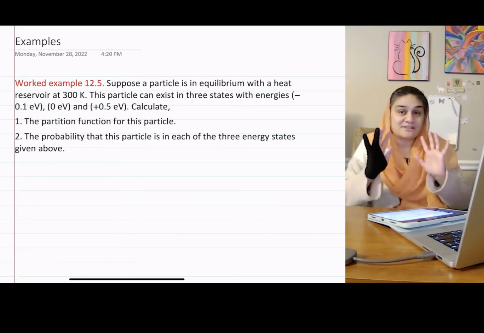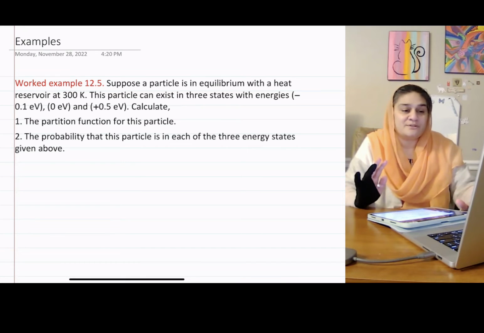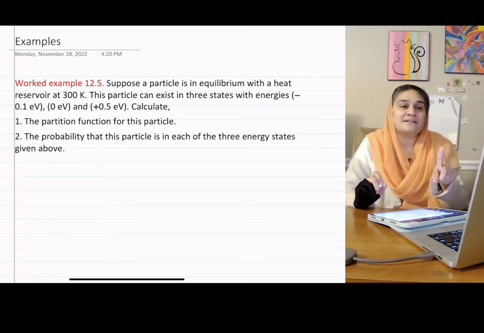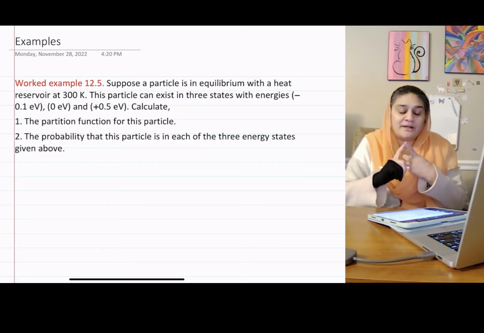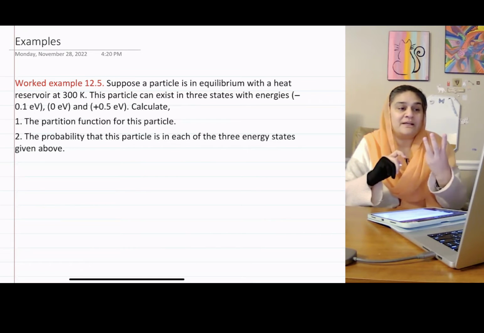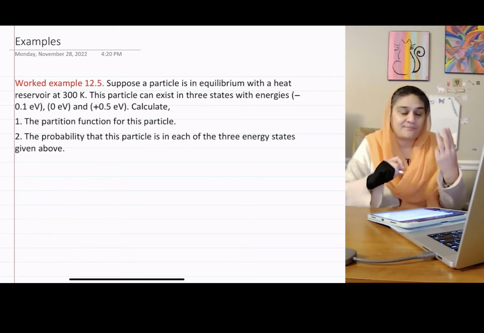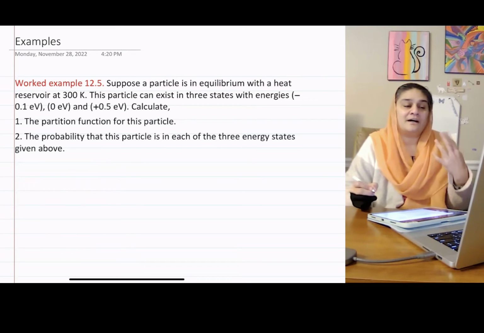Okay, so this is actually quite simple. How do we do this? The first thing it's asking us is that we have to find, at 300 Kelvin, what is the partition function for this particle? Now, there are three states that it can exist in. So how do I find the partition function?